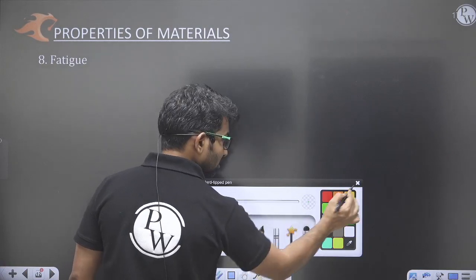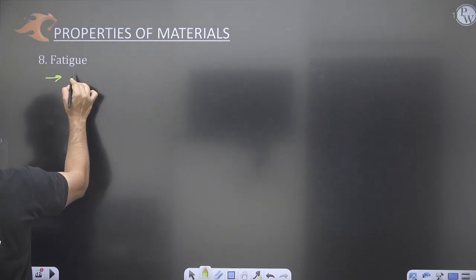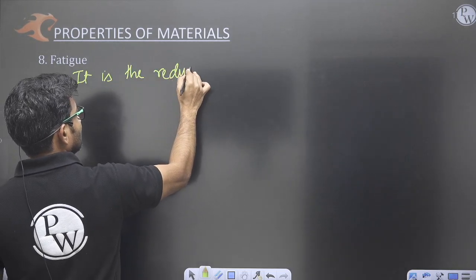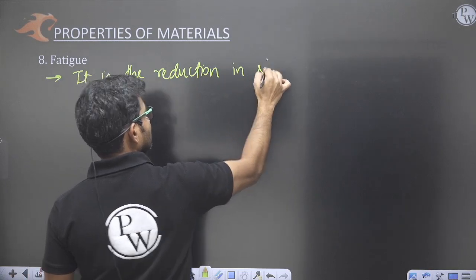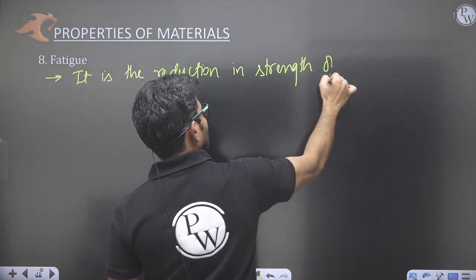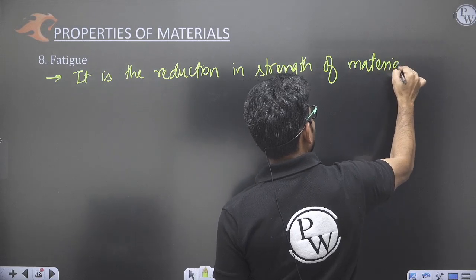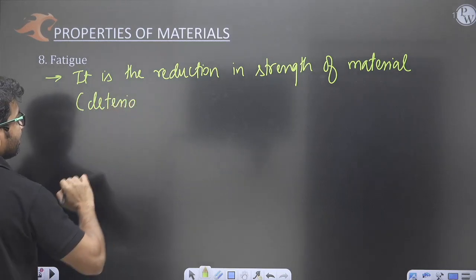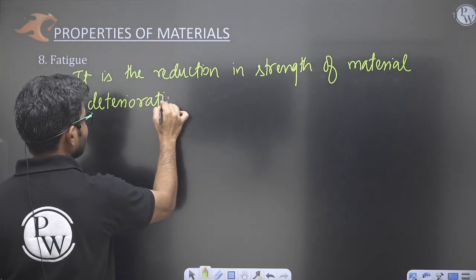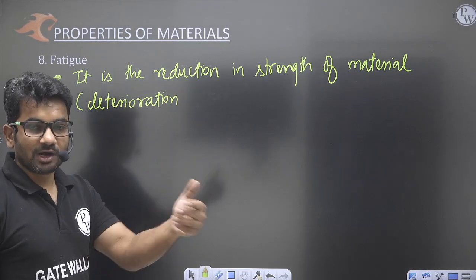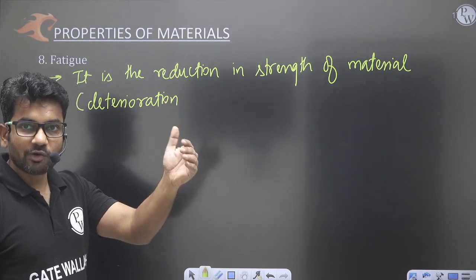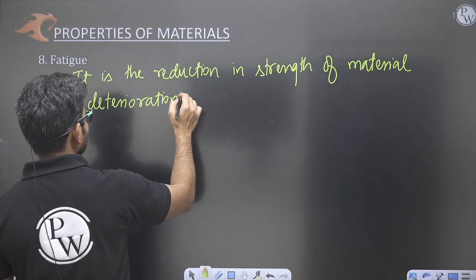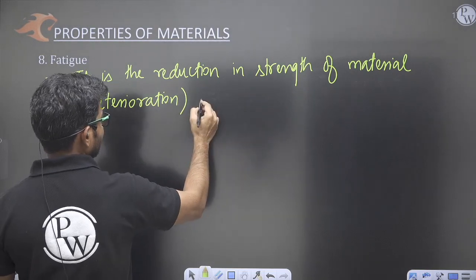Fatigue is the reduction in strength of material, or we can also call it deterioration. Deterioration means somehow the material was good, now it has reduced in some ways. Okay, that is deterioration.